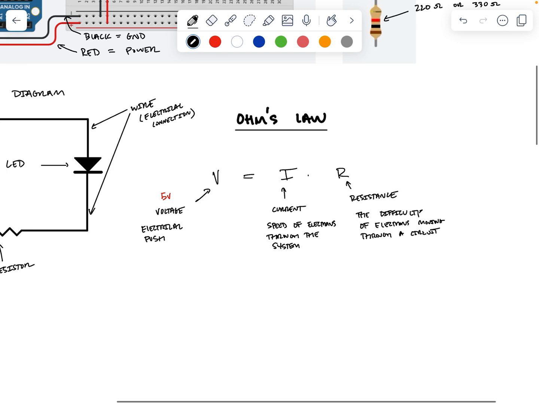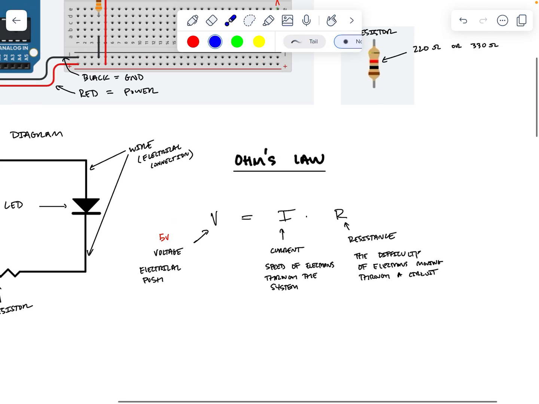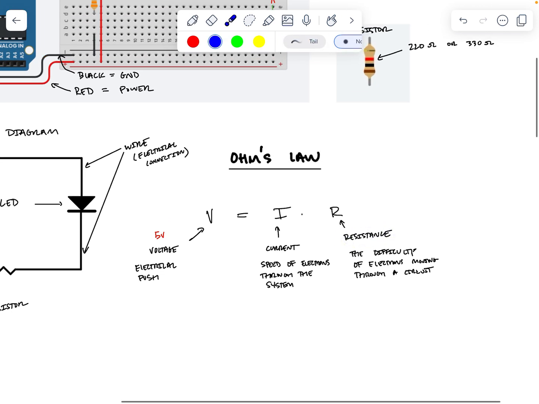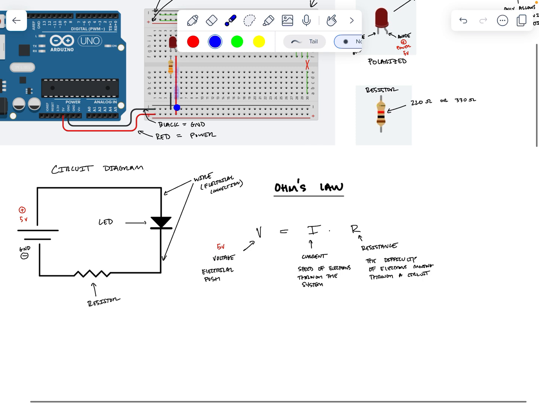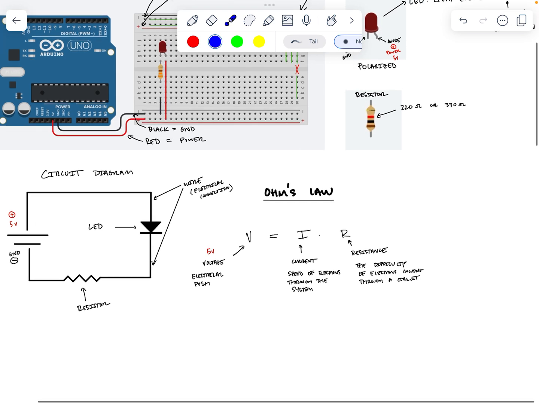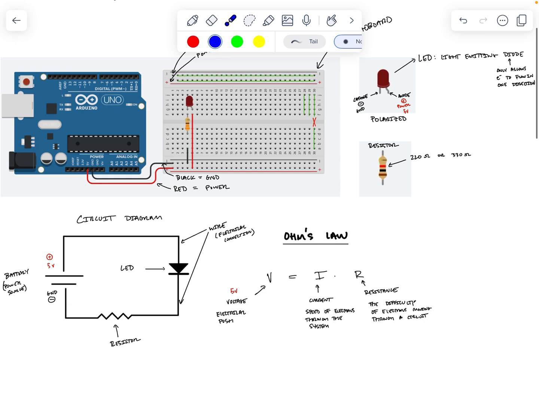So, all electrical components have resistance. Even wires, for example, have a very small amount of resistance. But resistors have a determined resistance, and we can use them to control the speed of electrons through our circuit design. So, for example, if we started out with a 5-volt system and a 220 ohm resistor.